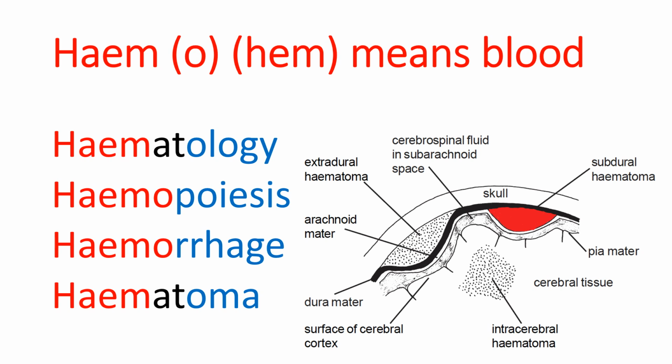So haematology, ology, as you probably know, is the study of. So haematology is the study of blood, and a doctor who specialises in the study of blood would be a haematologist. Now, hemopoiesis. Hemo, of course, means to do with the blood. And poiesis means to create, to bring into being. It's Greek. So hemopoiesis is the formation of blood within the bone marrow.